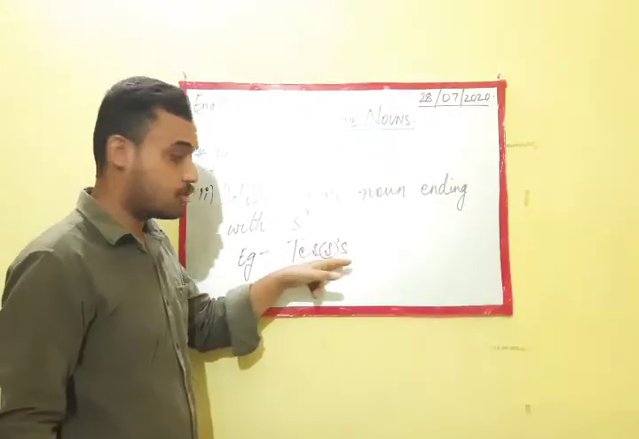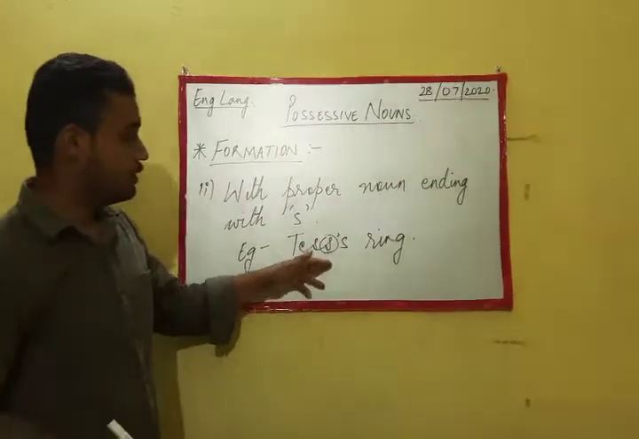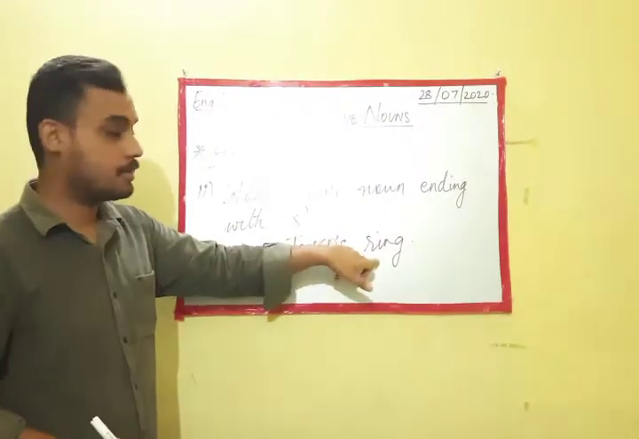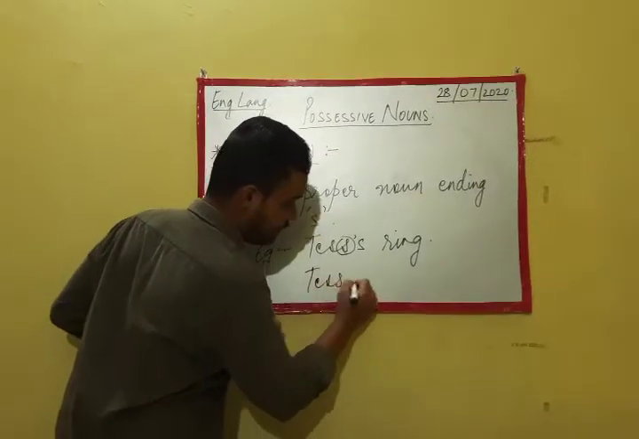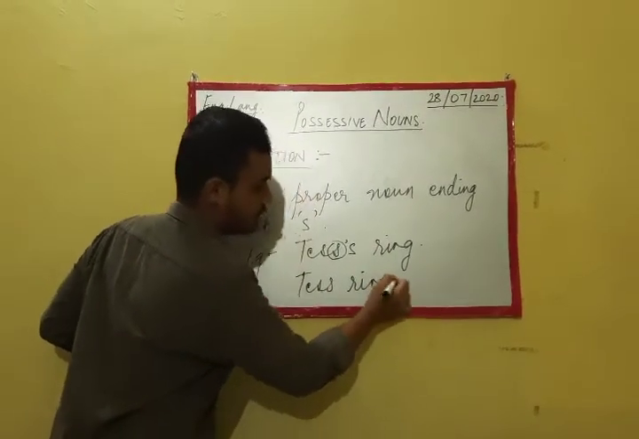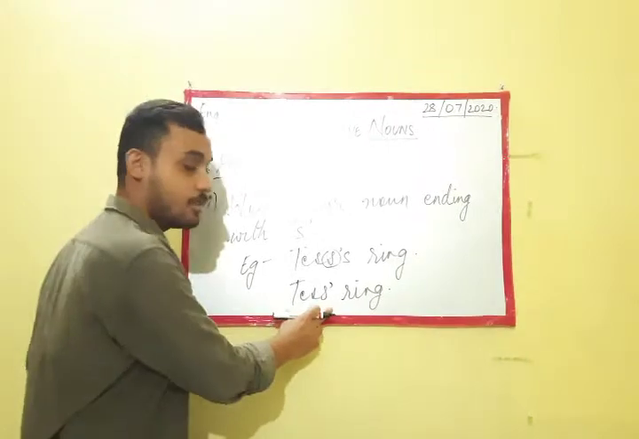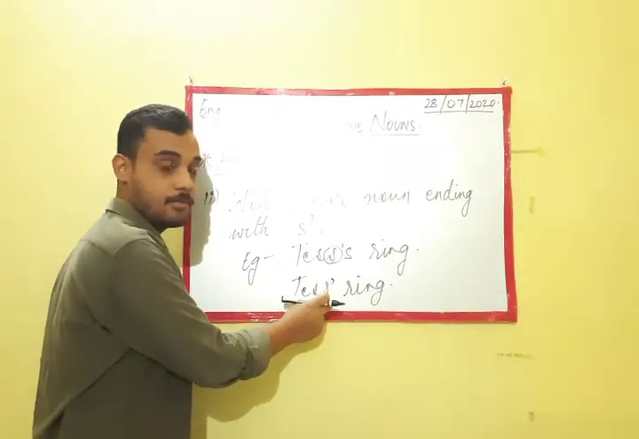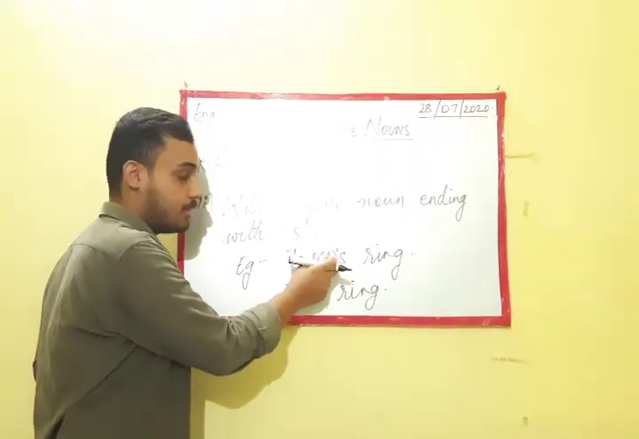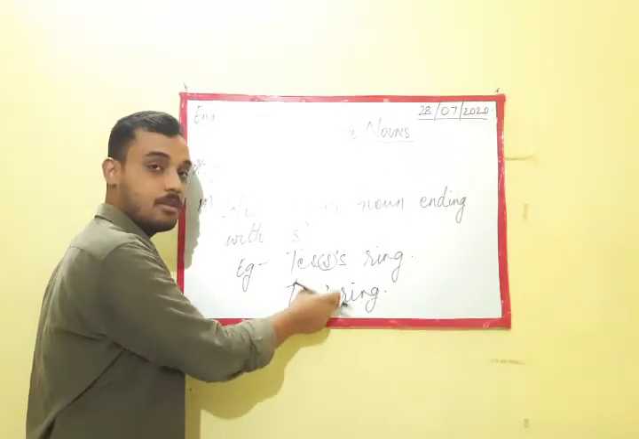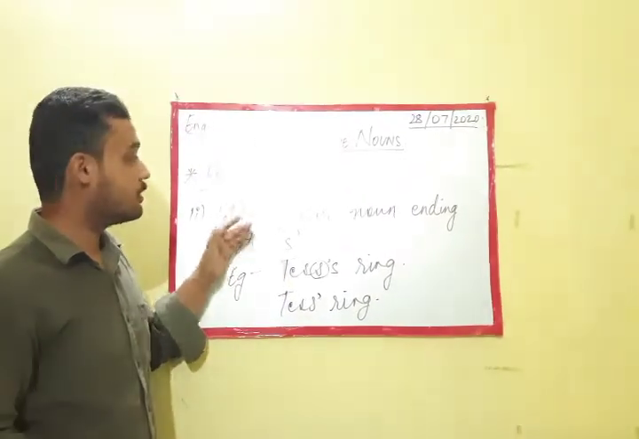We can either use apostrophe S. Let me make it a sentence as well: Tess's ring, apostrophe S, the ring belongs to Tess. But we can also put an apostrophe without S, since the word has an ending letter S. Either you use apostrophe S with the word that ends with the letter S, or you use simply an apostrophe. That is the use of apostrophe S with proper nouns.